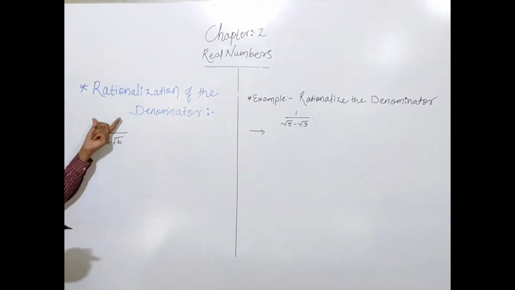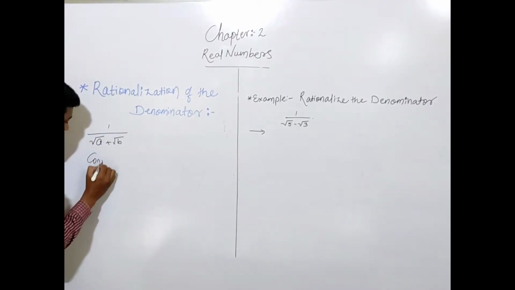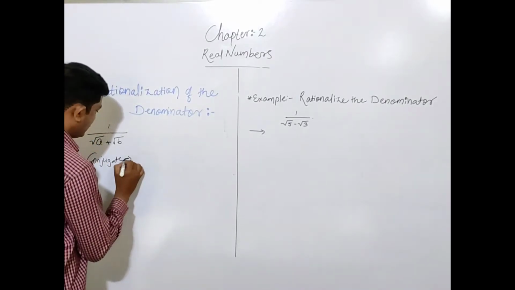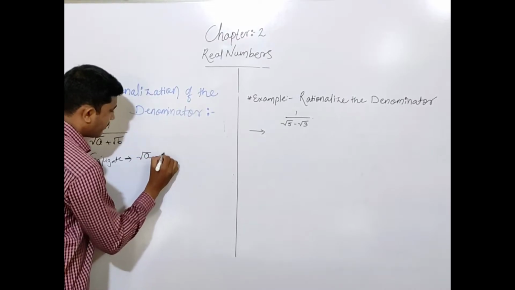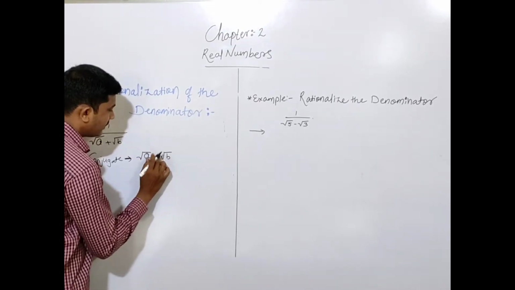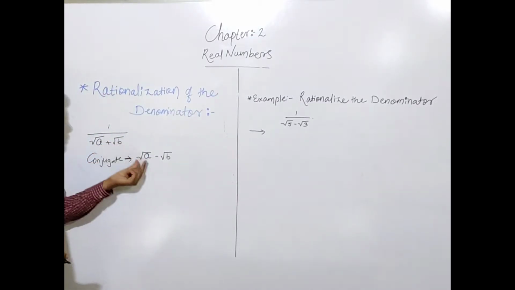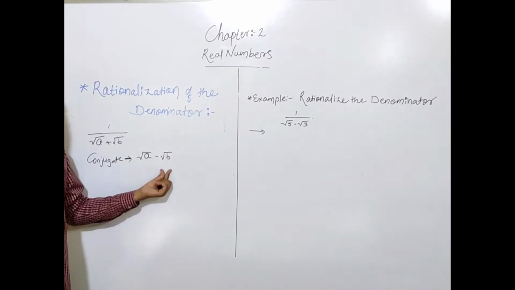First of all, if this is the given example, then we have to find the conjugate of the given term. What is the conjugate of the given term? The conjugate will simply be root of a minus root of b. Here root of a plus root of b is there, so the conjugate of root of a plus root of b is simply root of a minus root of b.